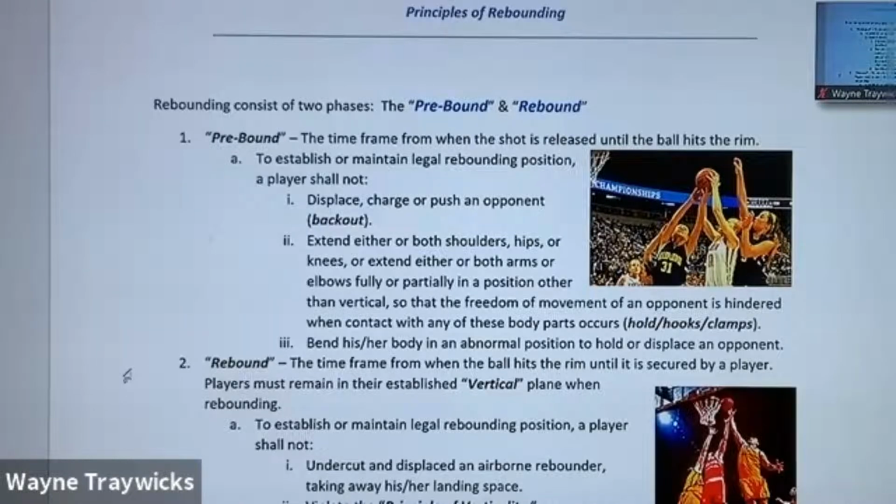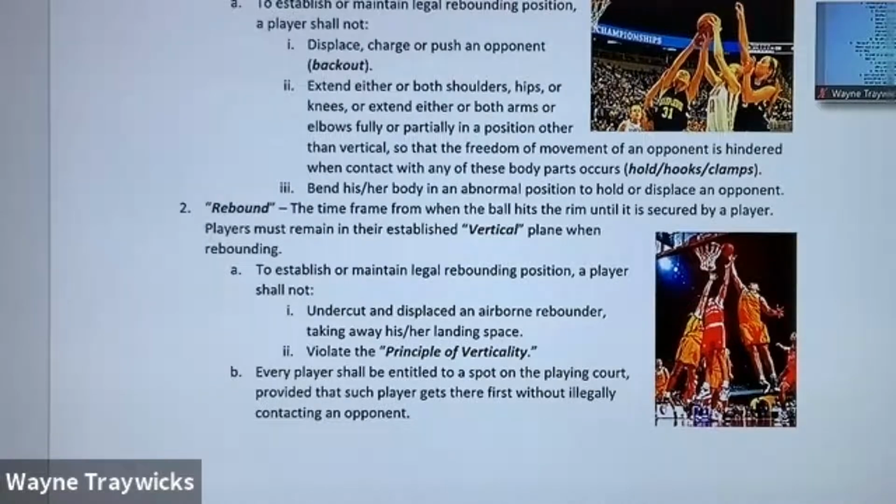A player shall not extend either or both shoulders, hips, or knees, or extend either or both arms or elbows fully or partially in a position other than vertical, so that freedom of movement of an opponent is hindered when contact with any of these body parts shall occur. And this would get into our holds, our hooks, our clamps, the swim moves. These are the areas that we should be looking for specifically during the pre-bound phase. This is on every shot attempt that's taken.